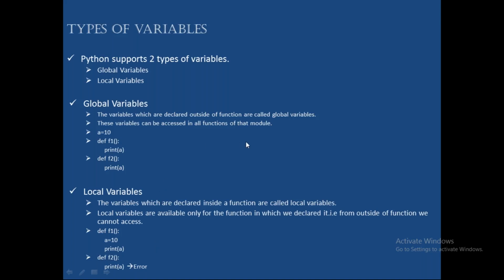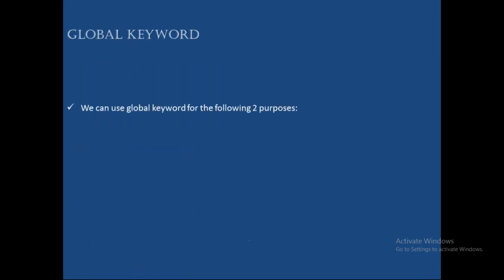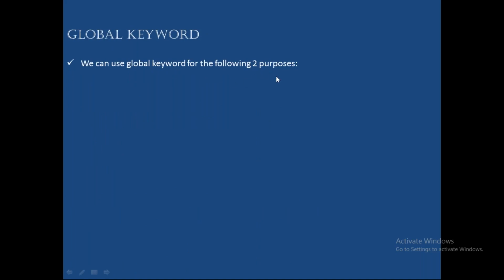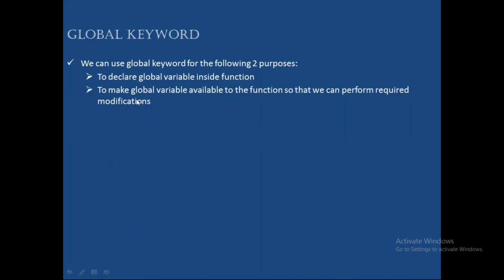Okay, Malaya, understood. Next, the global keyword. We can use the global keyword for the following two purposes: to declare a global variable inside a function, and to make a global variable available to a function so that we can perform required modification. Example, a equal to 10, def f1, a equal to 777 print a, def f2 print a. Now in this, what is the a value here? What is the a value here? Just guess it and tell me.